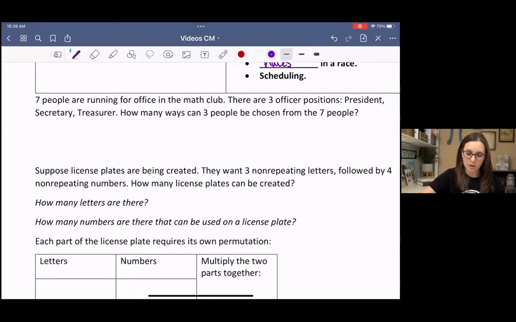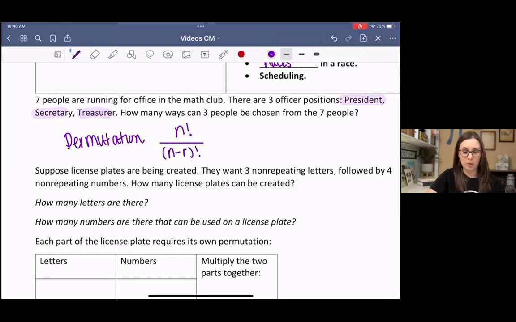So this one very clearly is a permutation because of these words here. Those are specific positions, which means that order matters. That's the wording we use. The order matters, and there's no repetition. A person can't be both a president and a secretary in this particular instance. So this is going to be a permutation, which means we have to use this formula, or if you're using your calculator, you have to use the nPr.